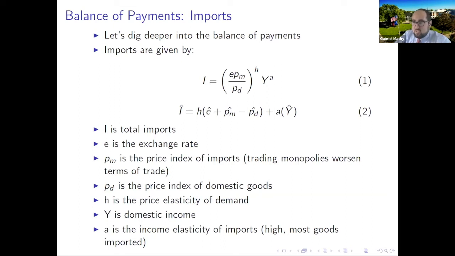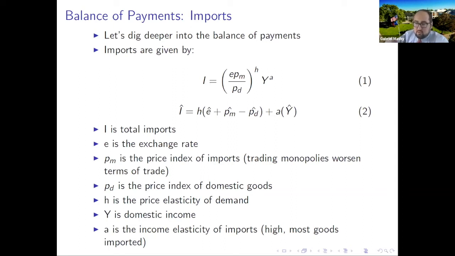The exchange rate, you can't really depreciate it in real terms. There's attempts to, right? The price index for imports is going to be worsened by things like trading monopolies. The French merchants are going to be encouraged by the French government. That's how they extract resources. But that's going to mean that the price of imports is going to be higher because they're doing all these mercantilist policies. Then the price elasticity of demand, you're going to have to import a lot. So you're going to have fairly inelastic demand since you're importing most goods.